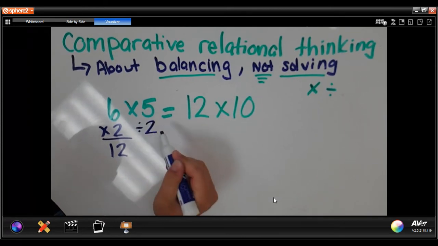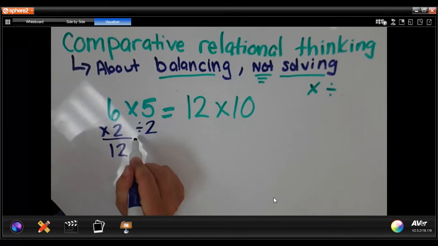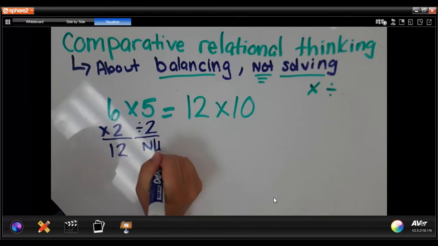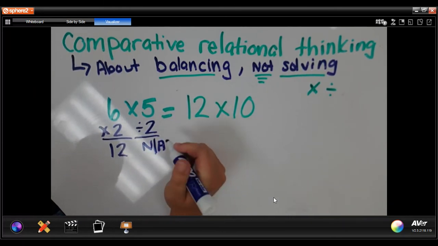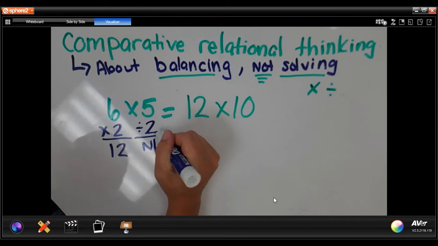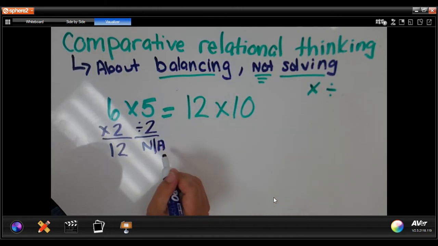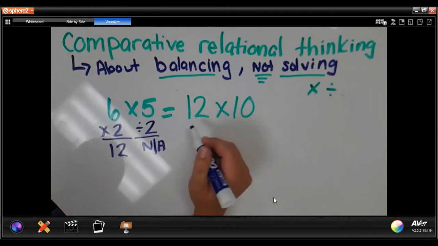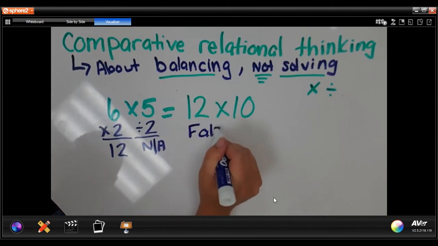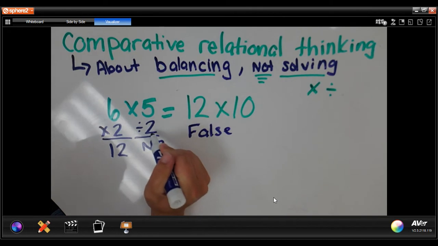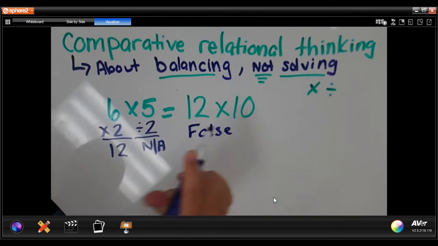Now I'm going to see, if I multiplied this side by 2, that means I have to divide this side by 2. 5 divided by 2, I cannot get a whole number answer. And I know that 5 divided by 2 does not equal 10. So I put NA here because that means not applicable. So that means this problem is going to be false because 5 divided by 2 does not give me 10.